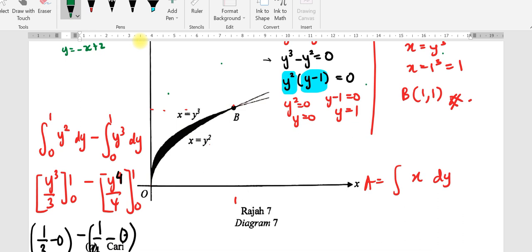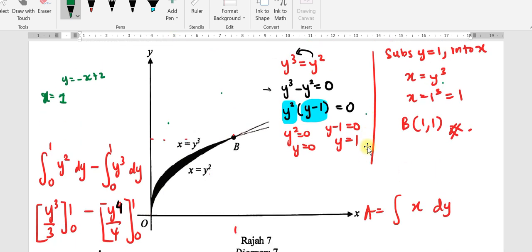So we need to see how to draw this. What is the y-intercept? The y-intercept must be 2. So it is somewhere here. This is 1, right? So if x is 0, then y equals 2.